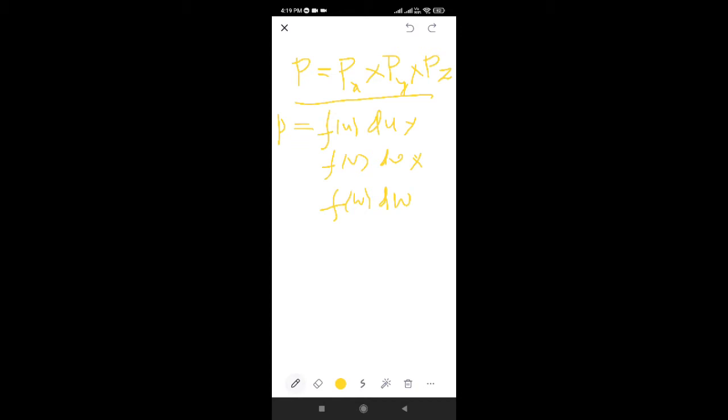So what is the expression for the total probability? Now I am rewriting this. Let us write the f's together: f of u, f of v, f of w. I am writing first all the f's, into all the d's next: du, dv and dw.